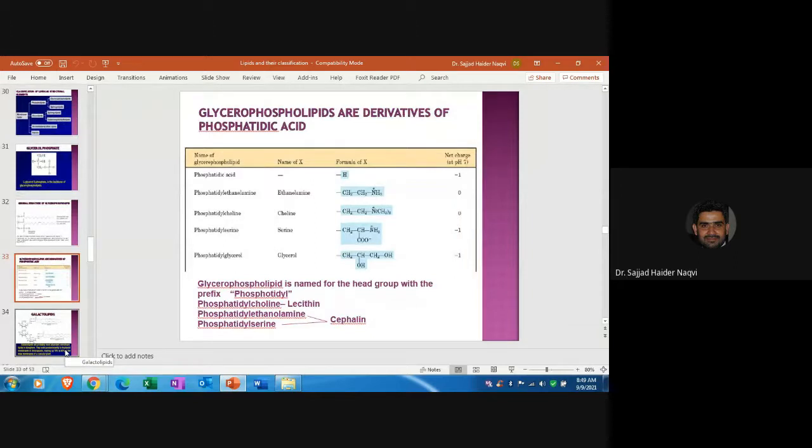Here are some of the glycerophospholipids commonly present in the body: phosphatidic acid, phosphatidylethanolamine, phosphatidylcholine, phosphatidylserine, and phosphatidylglycerol. The most common difference in all of these glycerophospholipid derivatives, you can see, is the type of the alcohol, like ethanolamine, choline, serine, glycerol. These are different types of alcohols, and the precursor molecule for all of them is phosphatidic acid, which is being shown here.